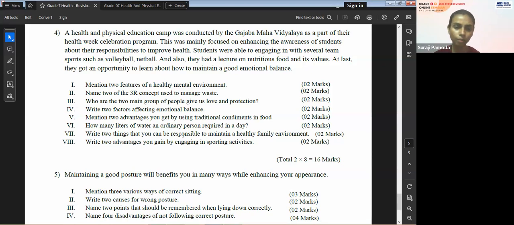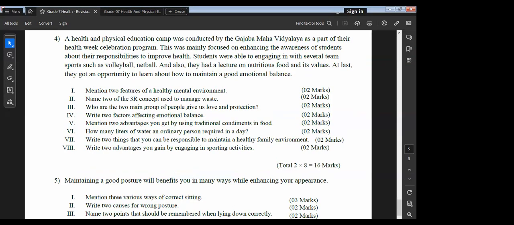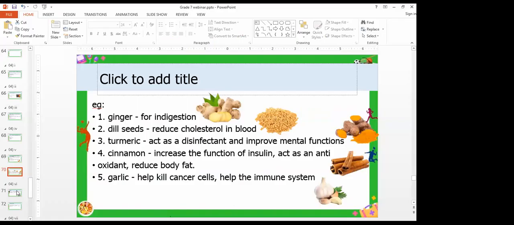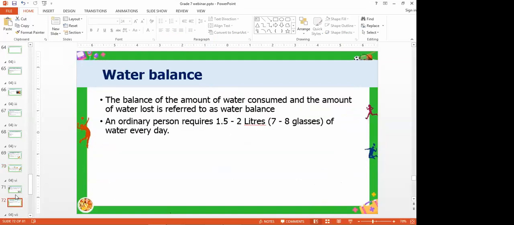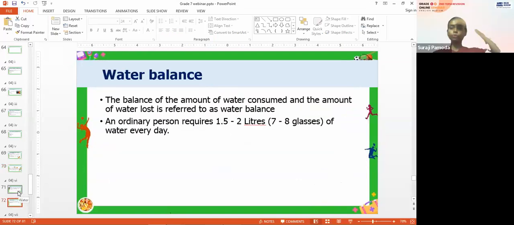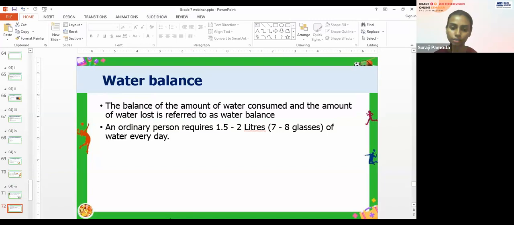Next one, how many liters of water in a day? So how many liters? 1.5 to 2 liters per day. 1.5 to 2 liters. Yes, very good. That means 7 to 8 glasses. So you have been asked to write in liters now. Therefore, write 1.5 to 2 liters. දවසකට මෙච්චර water ප්‍රමාණයක් consume කරන්න ඕනේ එක්කෙනෙක් එක දවසකට. Right?